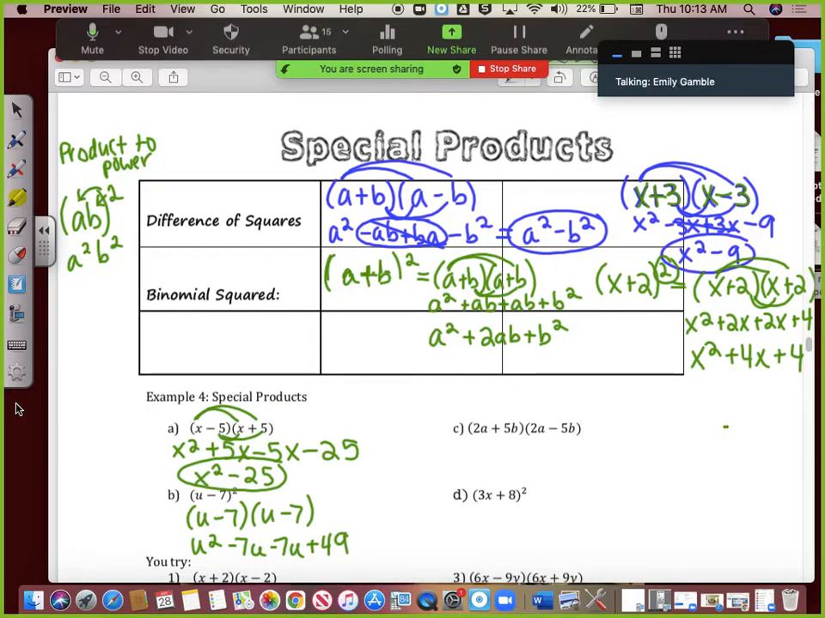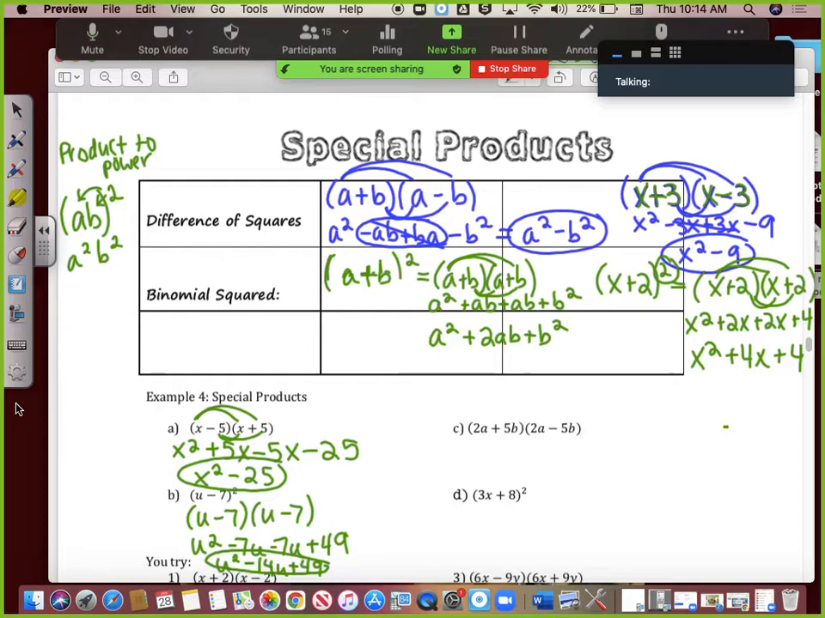So in this one, the middle terms do not cancel out because this is the same exact thing multiplied by itself, which is different than the difference of squares. But we can simplify the middle. The middle will end up simplifying to be negative 14u. So the final answer for this one would be u squared minus 14u plus 49.